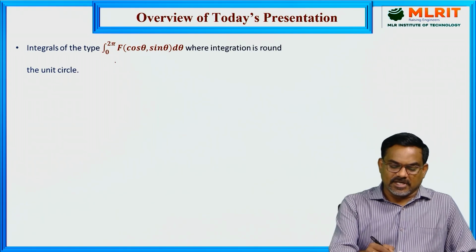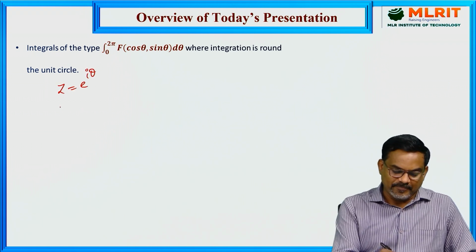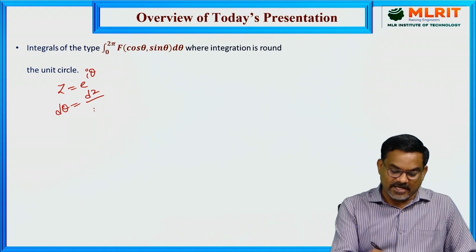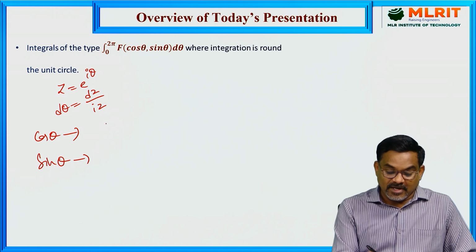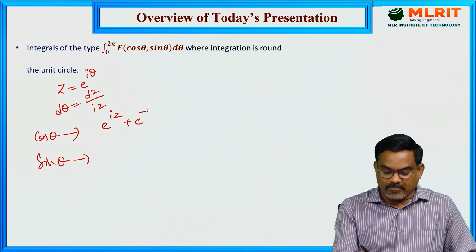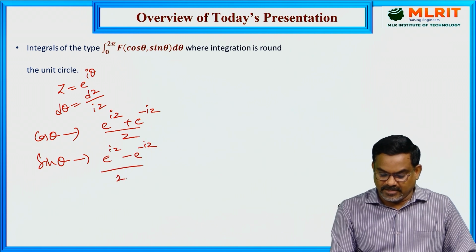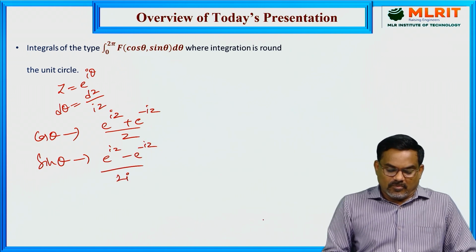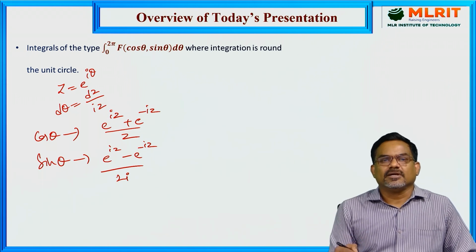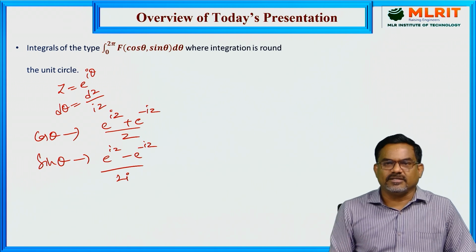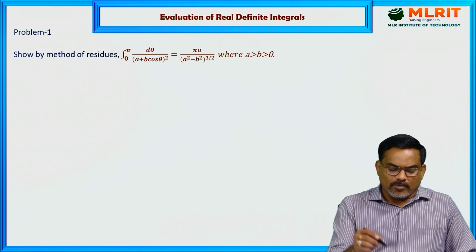The procedure is the same as we discussed in the last class. We use the transformation z equal to e power i theta and d theta is dz by iz, and then we write cos theta and sin theta in terms of z: e power i theta plus e power minus i theta by 2, and e power i theta minus e power minus i theta by 2i. So, we transform the function of theta into a function of z, then we find the poles and residues, and with the help of the residue theorem we can evaluate the given line integral. Let us discuss one more problem on the same topic.